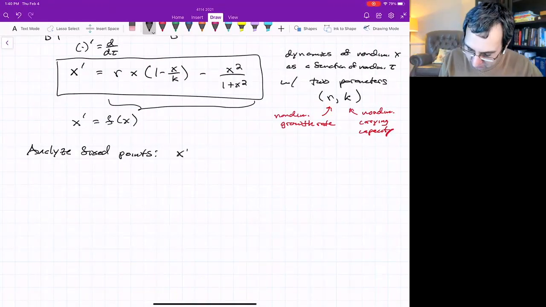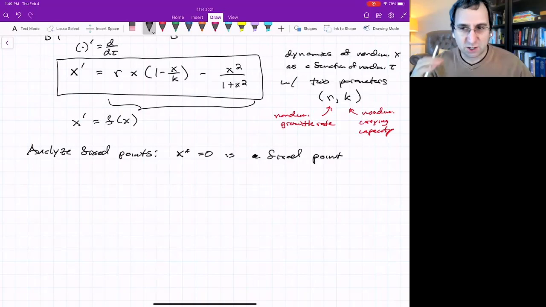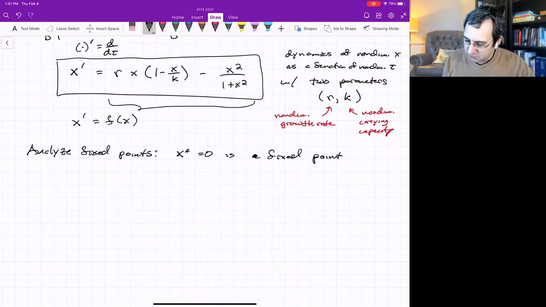So x star equals 0 is a fixed point, which makes physical sense. If the population starts at nothing, it will stay at nothing. Like in my room right now, there are no budworms as far as I know, and it's going to stay that way. We've got x star equals 0 is a fixed point, but what's its stability type?